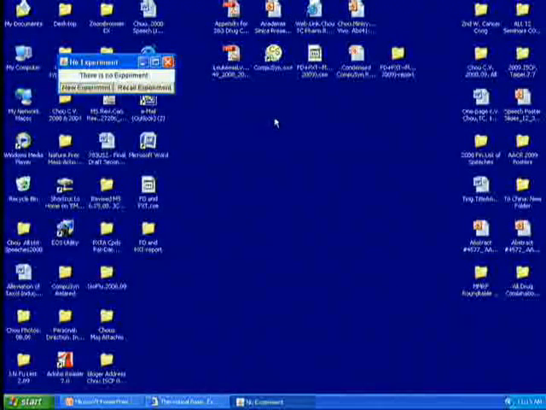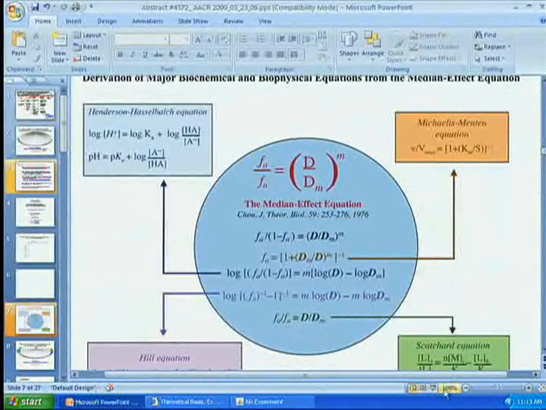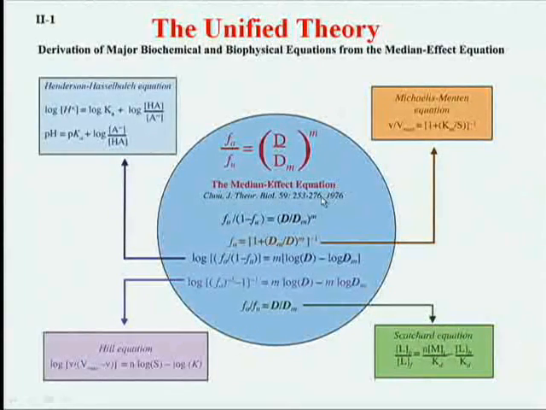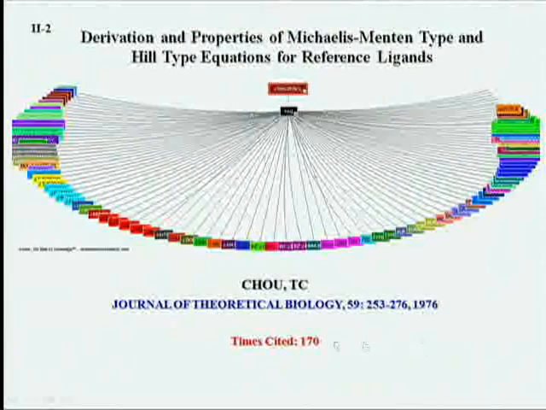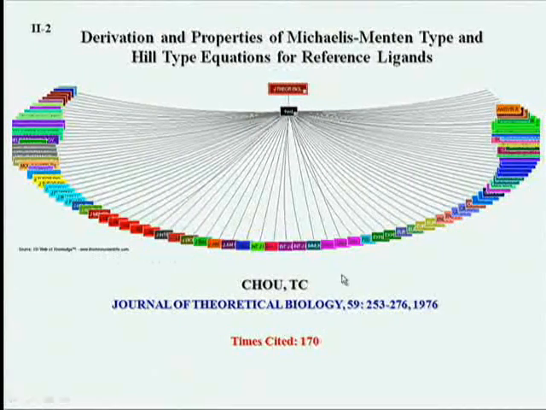I'd like to spend a little time to talk about theory. It's quite complicated, so I only give you a very brief outline. The theory, as I indicated: the median effect equation I derived 32 years ago has become the unified theory for the mass action law, because it can be used to derive major biochemical and biophysical equations, like the Michaelis-Menten equation, the Hill equation, Henderson-Hasselbalch for pH ionization, and the Scatchard equation for receptor binding. So this equation must be correct. Otherwise, textbooks need to be revised or rewritten. This is the citation of the theoretical paper. It is cited in 170 different papers.